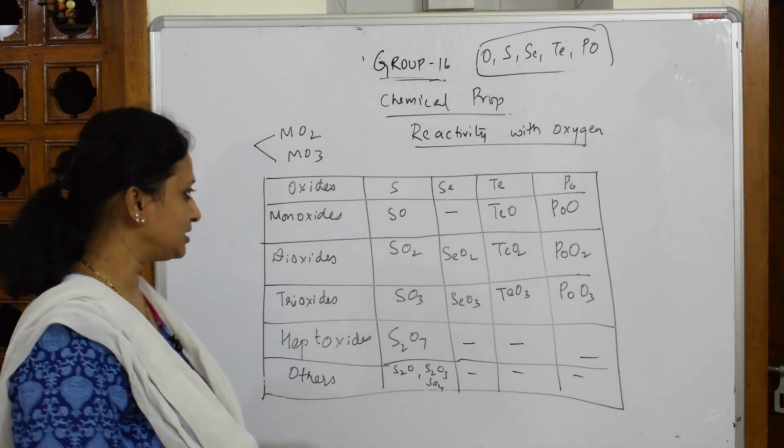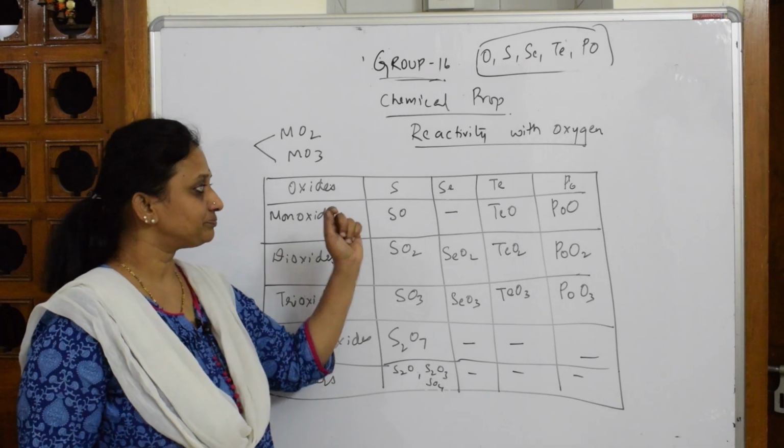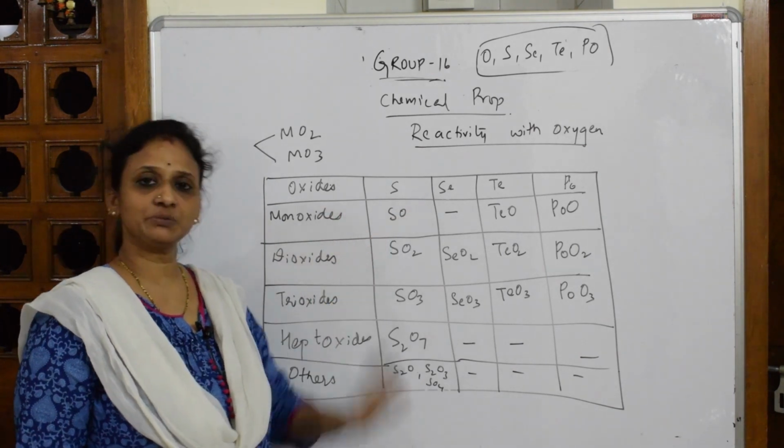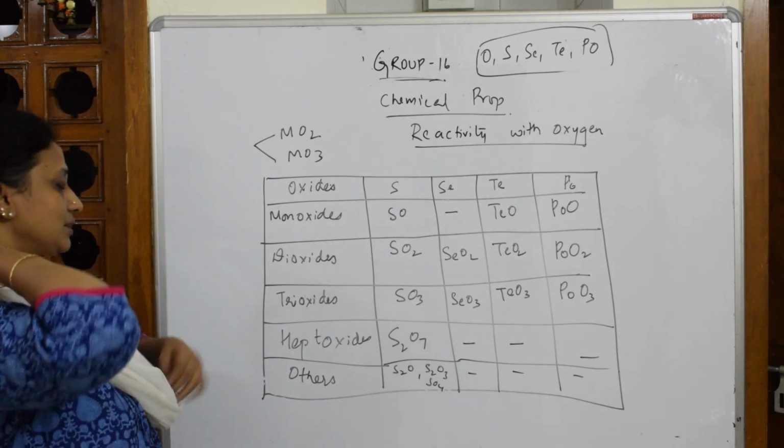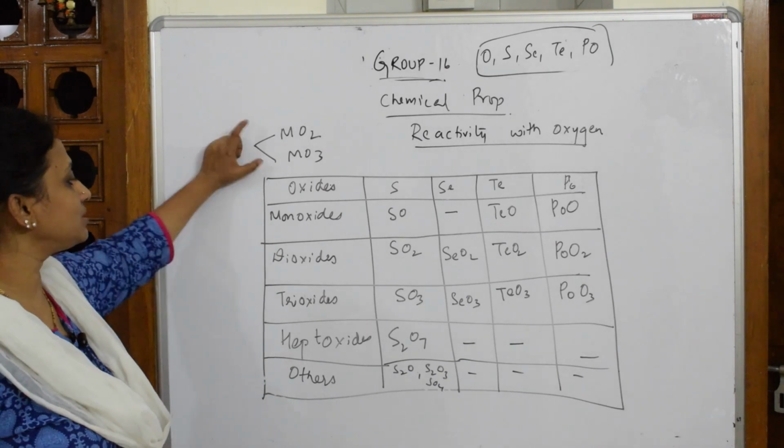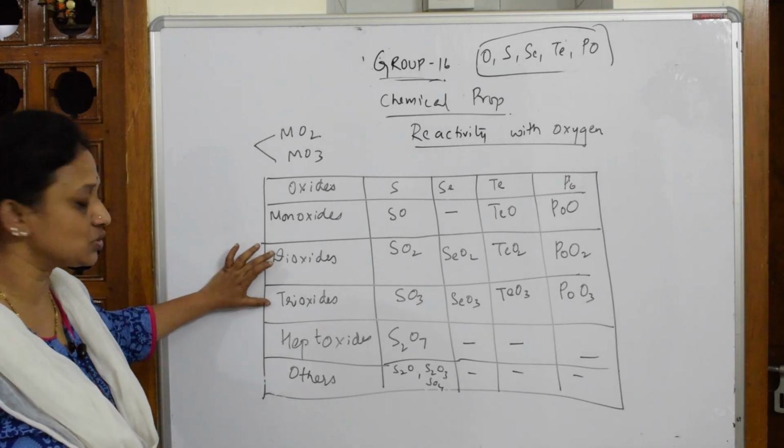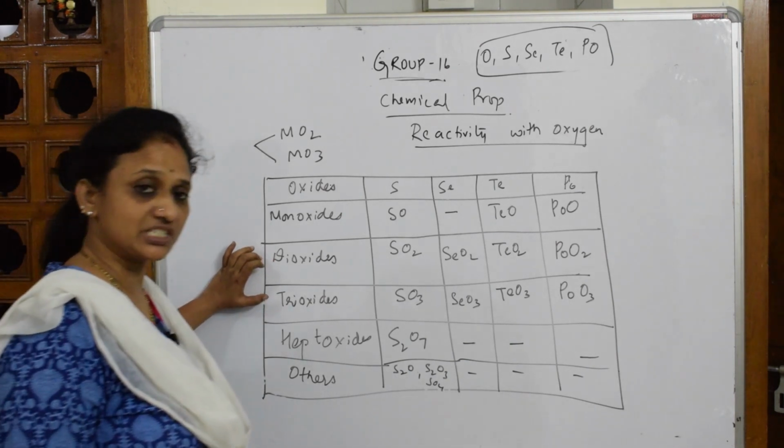Let's see. Here we have sulfur, selenium, tellurium and polonium. Now I said the common ones are dioxides and trioxides. These two are acidic in nature. I'll explain the question also.